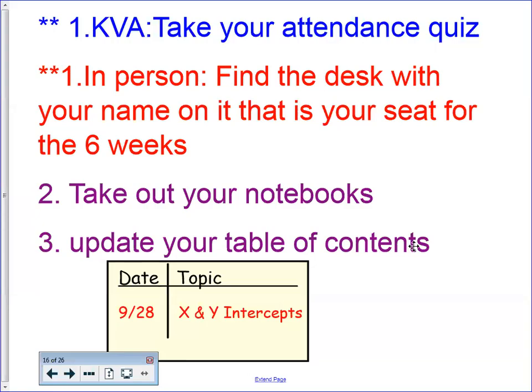All right, everybody, so go ahead and take out your notebooks and update your table of contents. Today is the 28th, and we're talking x and y intercepts.